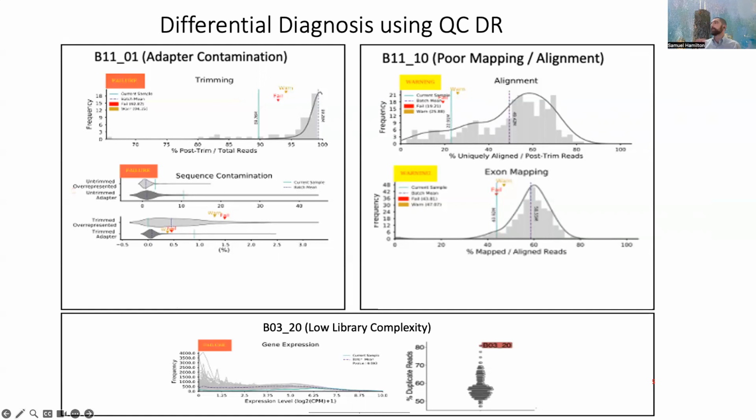So to give some short examples, for B1101, we found that this sample had a large amount of reads trimmed, and in addition, that even after trimming, it had a high amount of adapter content, suggesting the sample suffered from adapter contamination.